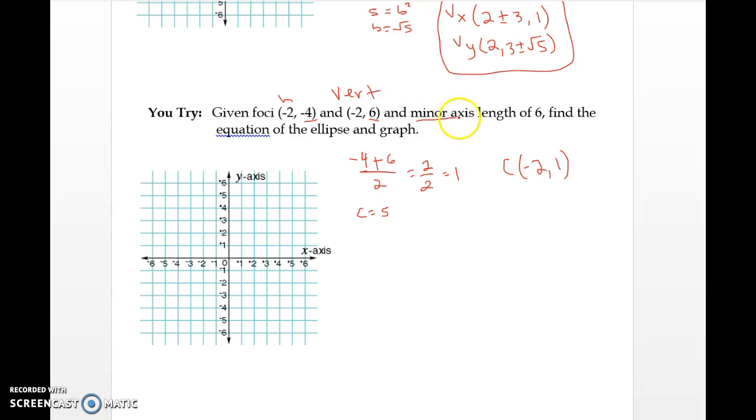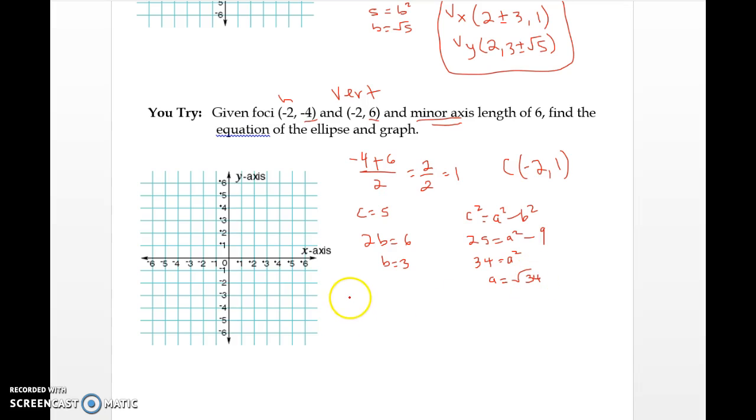They tell us that the minor axis length is 6. That's b. So if 2b equals 6, then b has to equal 3. We can then find a. C squared equals a squared minus b squared, and that's 25 equals a squared minus 9. Adding that over, I get 34 equals a squared. So a equals the square root of 34.